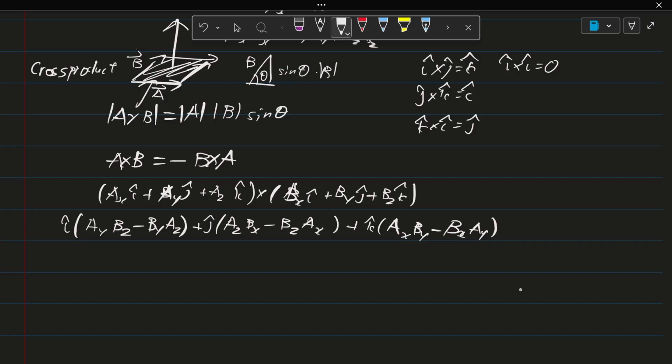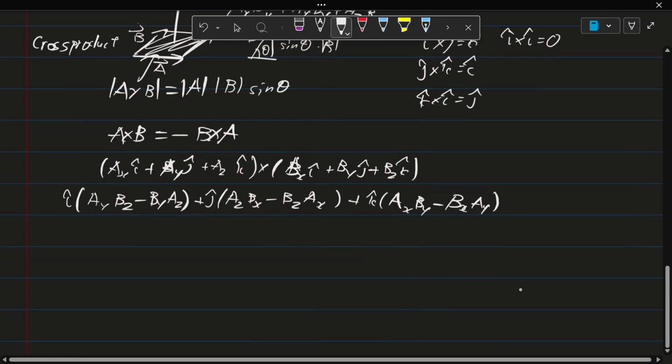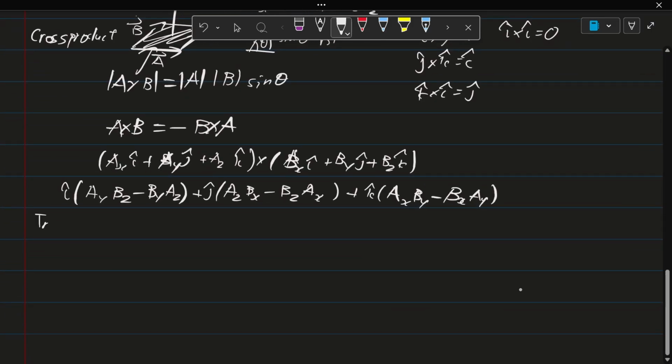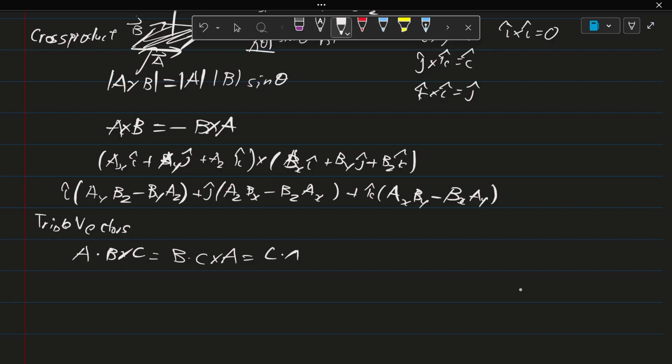Lastly, what I want to talk about is the triple product. So the triple product is just pretty much multiplying the vector 3 times. And this is defined to be A dot B cross C. And the property of this is that you could actually just do it like this: B dot C cross A, and same thing as C dot A cross B. You could do it in a cyclic manner, but you couldn't do it the opposite way.